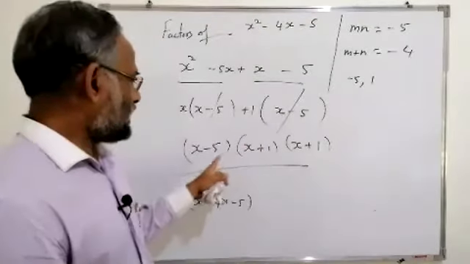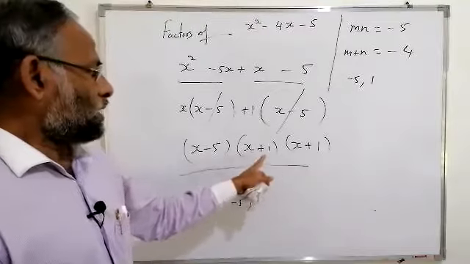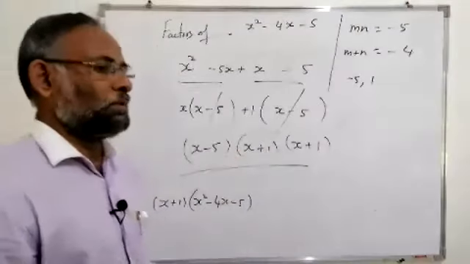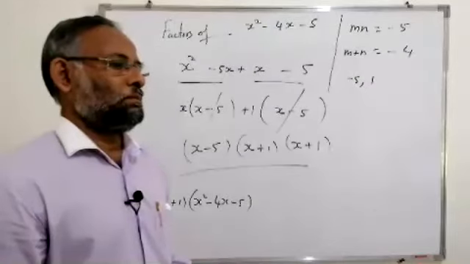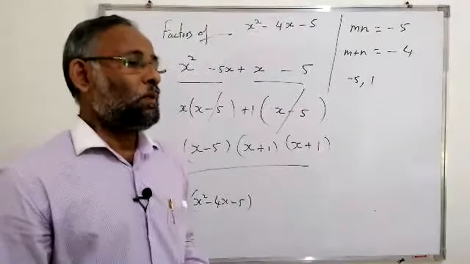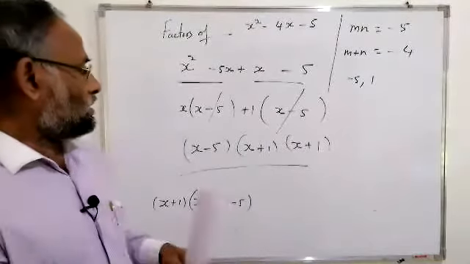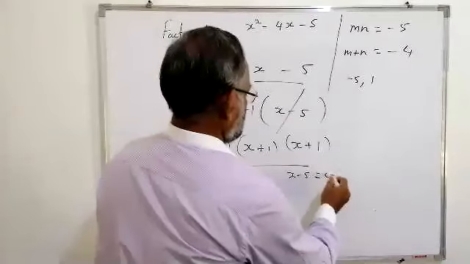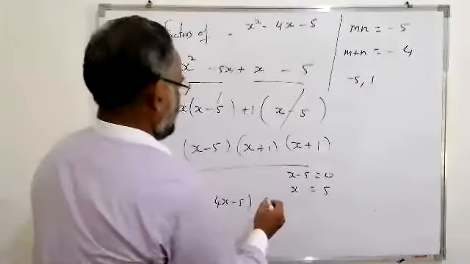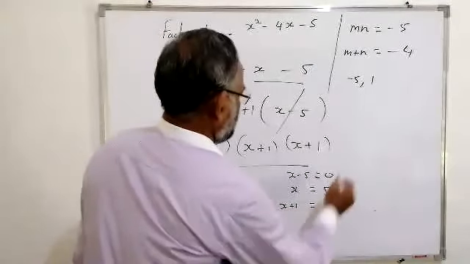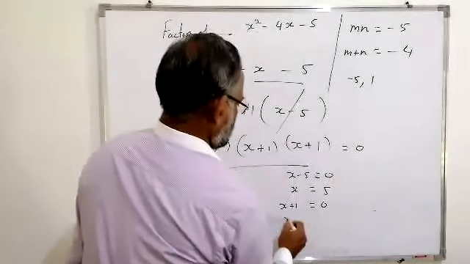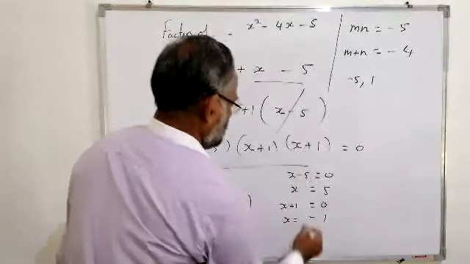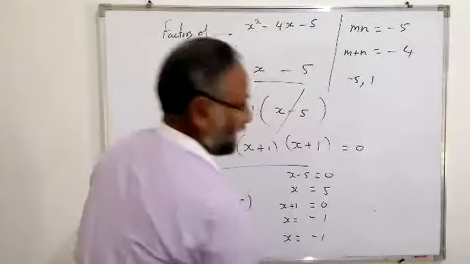So the factors are x minus 5 into x plus 1 into x plus 1. x plus 1 two times. There must be 3 factors because cube. Suppose you want to find the 3 zeros. Immediately you can find out x minus 5 is equal to 0, so x is equal to 5. Then second factor, x plus 1 is equal to 0, x is equal to minus 1. And third factor also, x is equal to minus 1.